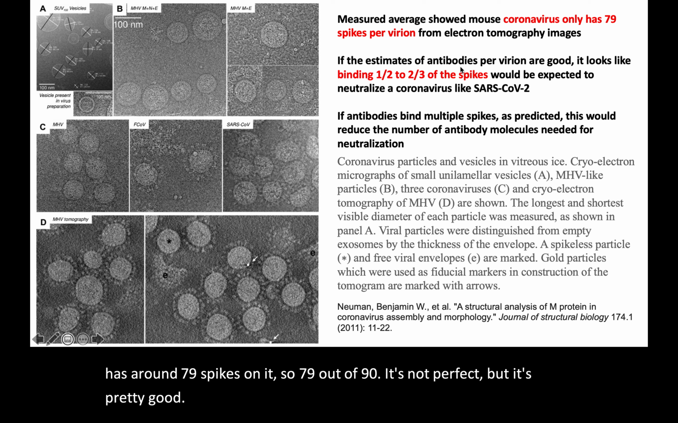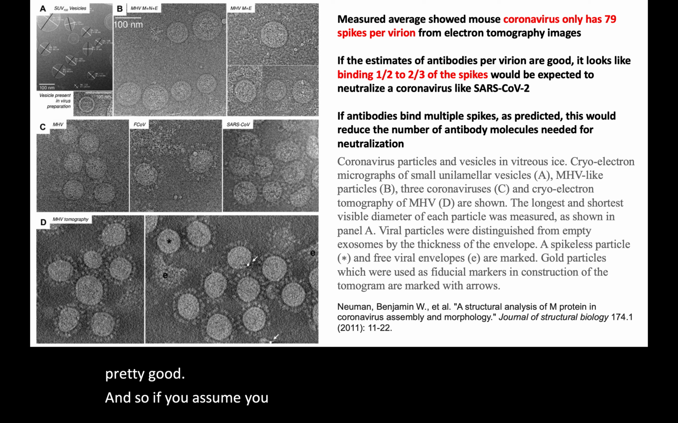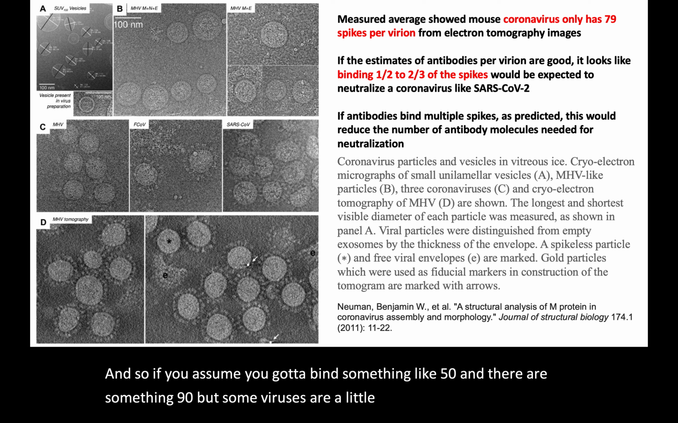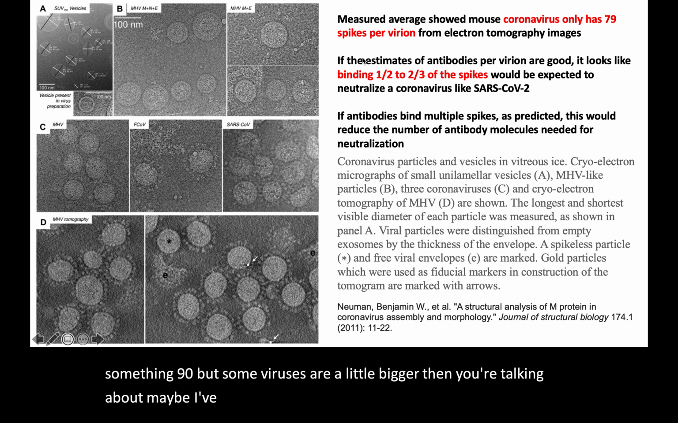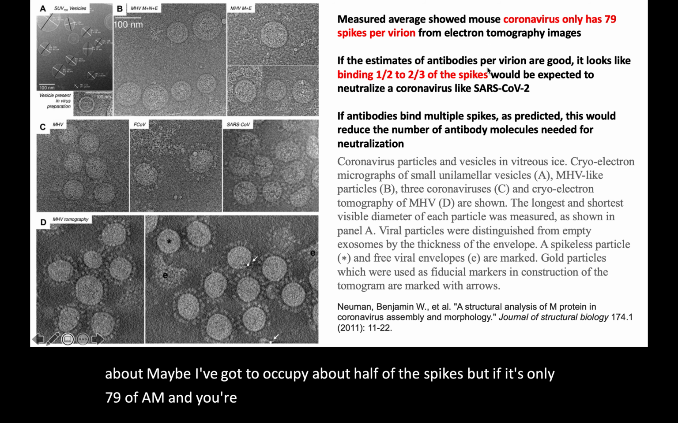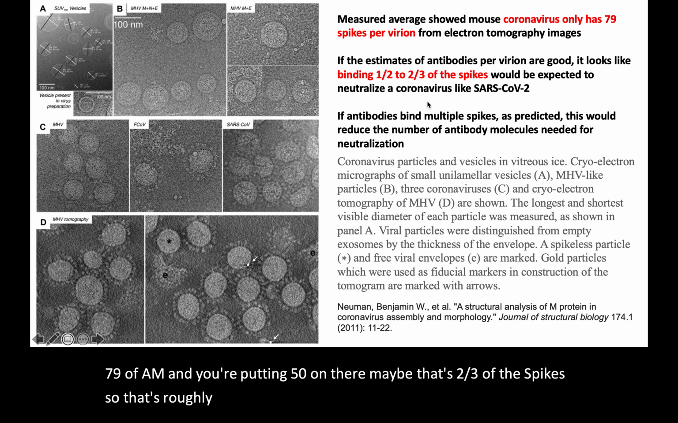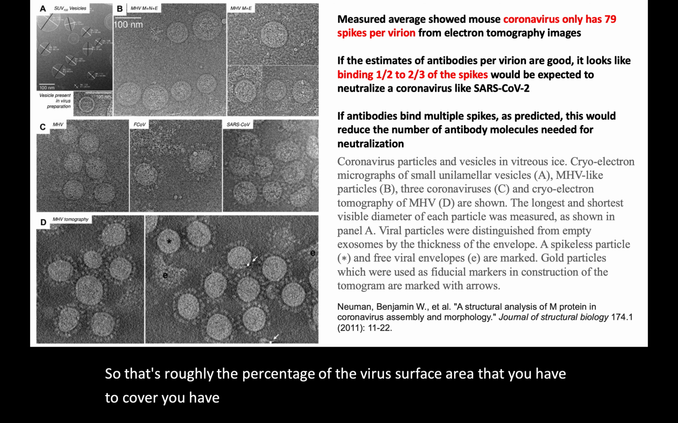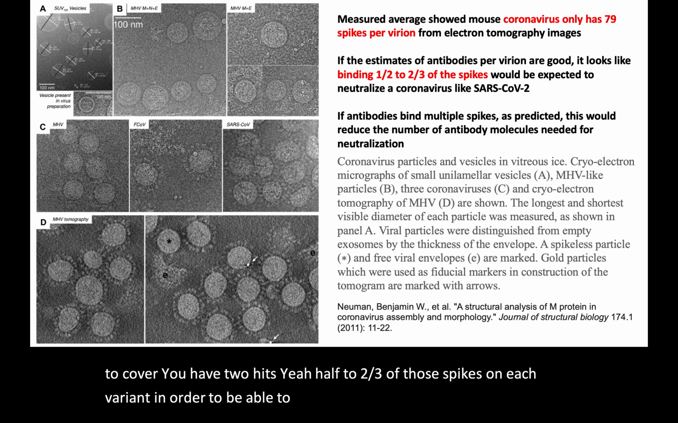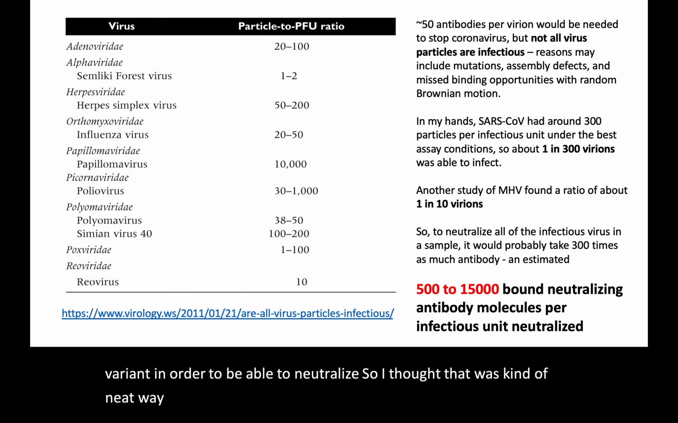And so if you assume you've got to bind something like 50 and there's something like 90, but some viruses are a little bigger, then you're talking about, well, maybe I've got to occupy about half of the spikes, but if there's only 79 of them and you're putting 50 on there, maybe that's like 2/3 of the spikes. So that's roughly the percentage of the virus surface area that you have to cover. You have to hit half to 2/3 of those spikes on each virion in order to be able to neutralize. So I thought that was kind of a neat way of visualizing it.